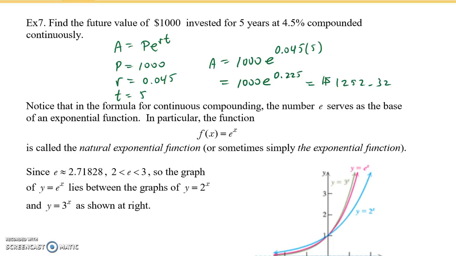Notice that in the formula for continuous compounding, the number e serves as the base of an exponential function. In particular, the function f of x equals e to the x is called the natural exponential function, or sometimes simply the exponential function, because it is really the most important exponential function. As you will discover if you continue into calculus, the base e is the most convenient base to work with when it comes to calculus applications. And this has something to do with the rate of change of the exponential function when the base is e.